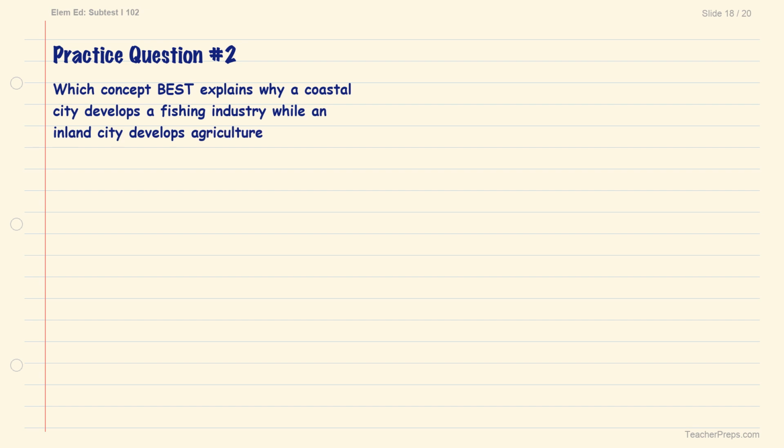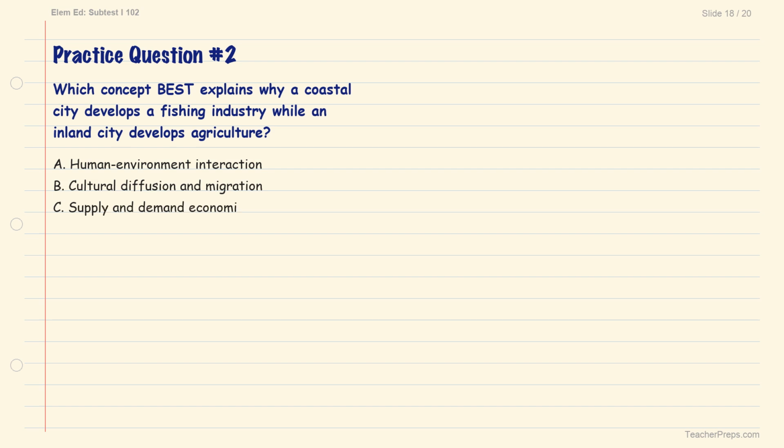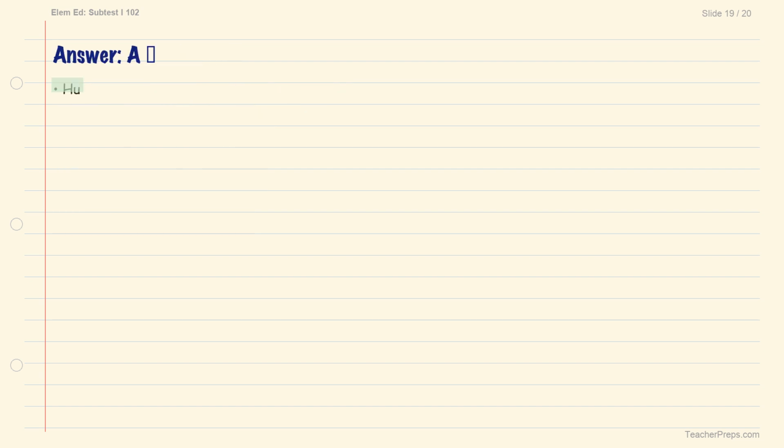A. Human-environment interaction shapes economic activity based on available natural resources. B. Cultural diffusion and migration patterns determine the industries that develop in a region. C. Supply and demand economics drive communities toward the most profitable industries. D. Regional political organization determines what economic activities are permitted. The correct answer is A.